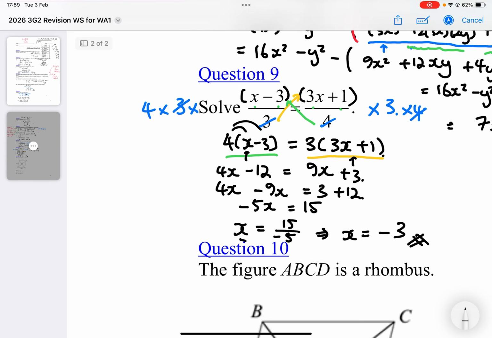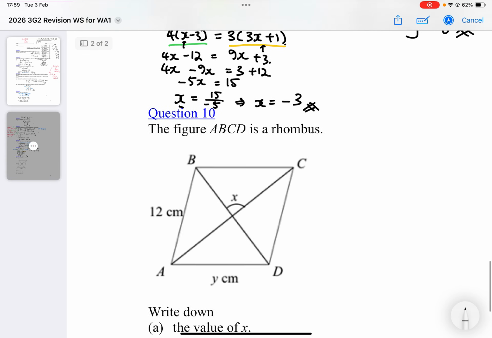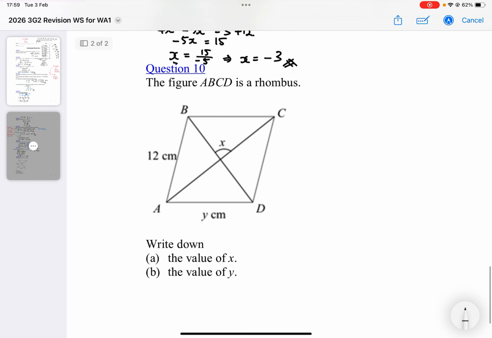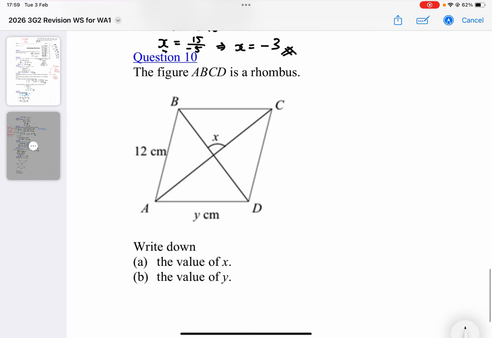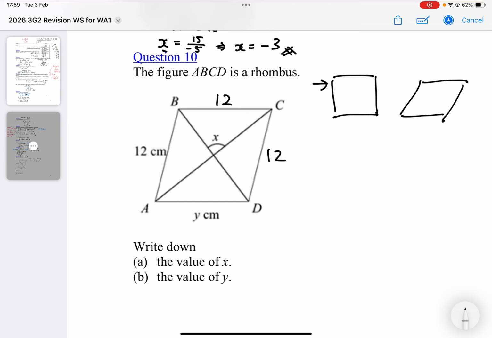Okay, rhombus. I will just quickly tell you the properties. A rhombus is like the slanted version of a square. All sides are the same. I push the top a bit, then it becomes a rhombus. So still all four sides are the same. If AB is 12, BC is also 12, CD is also 12, AD is also 12.